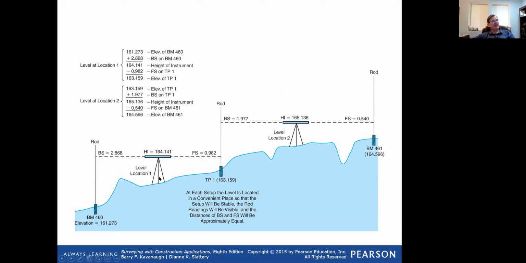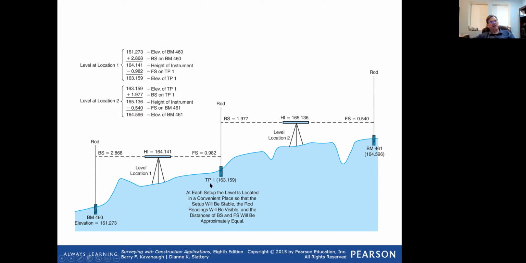So here's the actual note-taking in the process. It's a little bit of the note-taking. I wouldn't take notes like this, but here's the math behind the process. Keep in mind that coming from a benchmark, coming from a known elevation is always a plus. And then going to an unknown elevation is always a minus. Plus, we come up, minus, we go down.